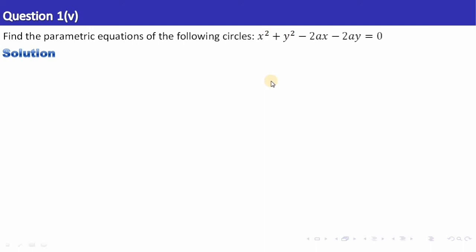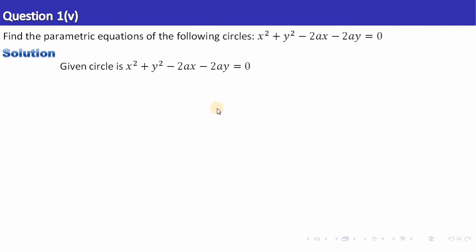But we all know that we will be able to find the center and radius for a general equation using the formula: minus g comma minus f gives you the center, and square root of g square plus f square minus c gives you the radius. So that can also be used for finding the parametric equation. Okay, so we'll see this technique in this case.